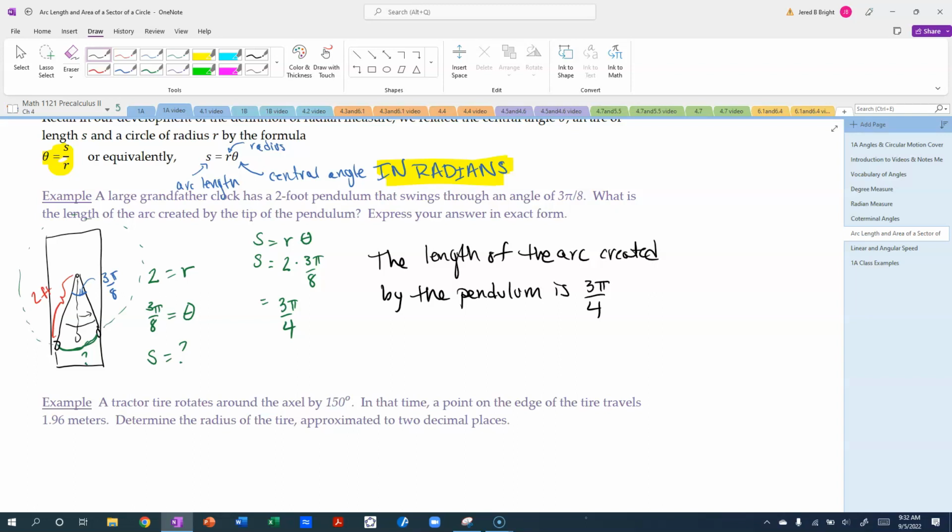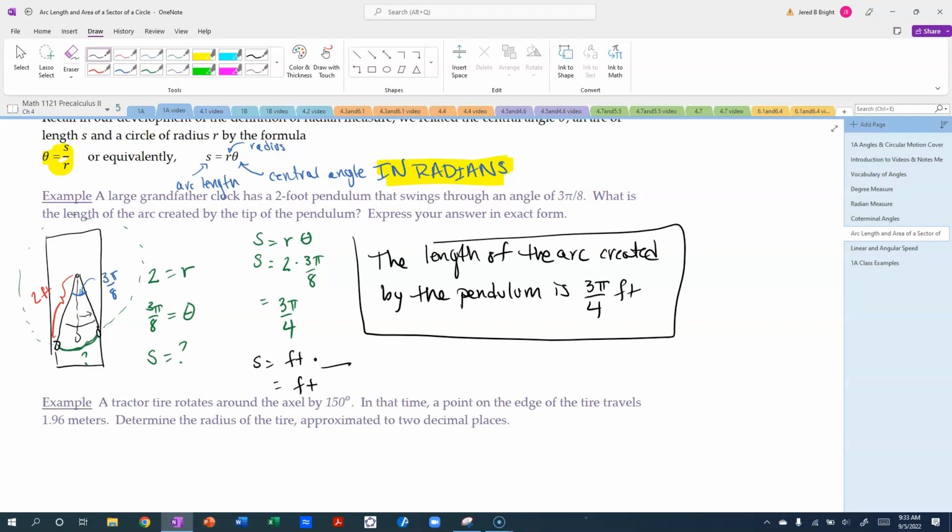And what would the units on this thing be? It's a really good question to answer. So s is equal to the radius, which is in feet. And then the radians are unitless. So our answer is going to be in feet. Be careful with the units and always respond to context problems with the context answer.